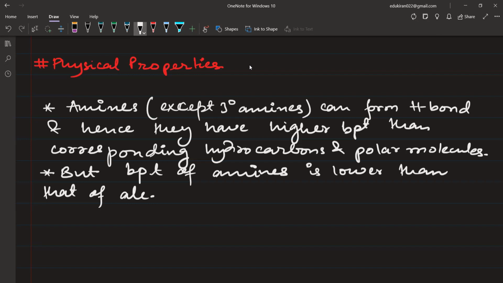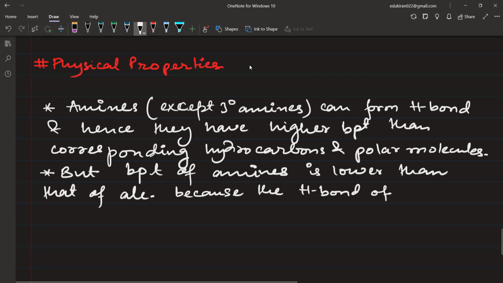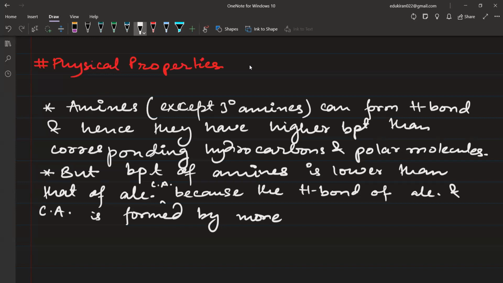more strong. So please write lower than that of alcohol, because the hydrogen bond of alcohol. So with alcohol, write here also carboxylic acid, because the hydrogen bond of alcohol and carboxylic acid is formed by the more electronegative oxygen atom.